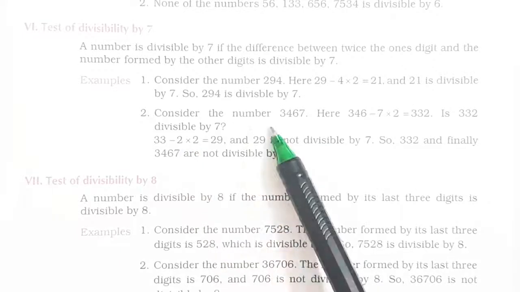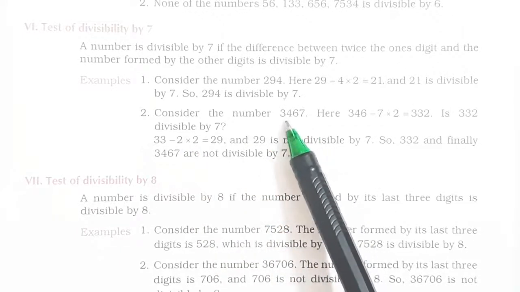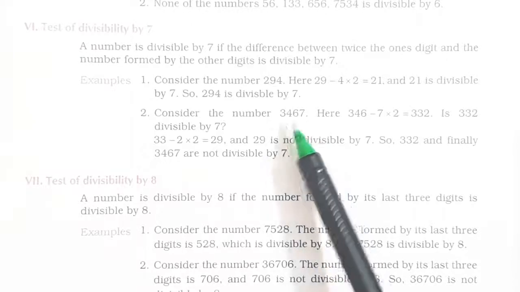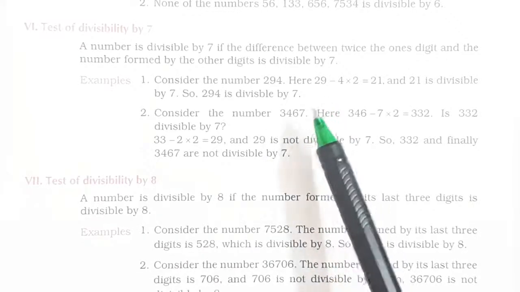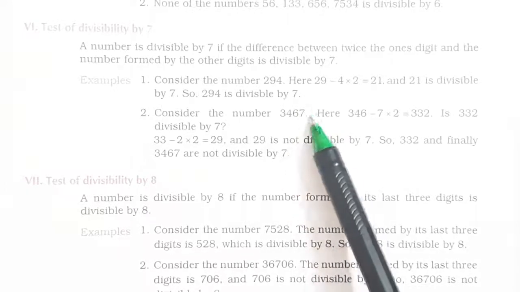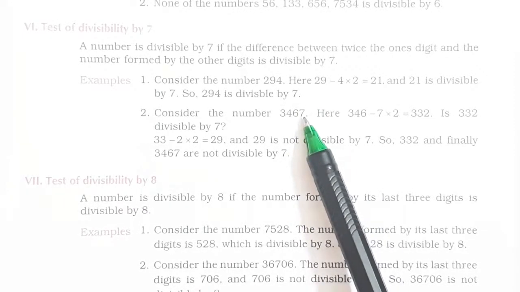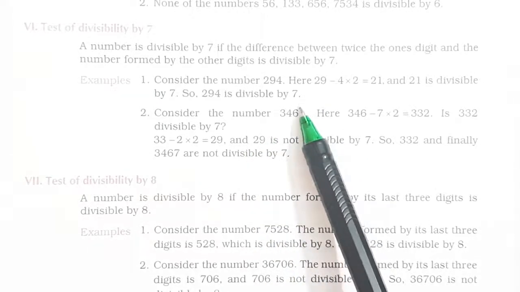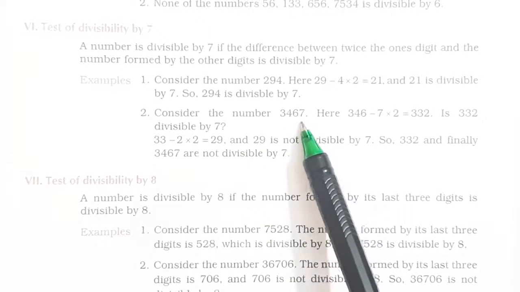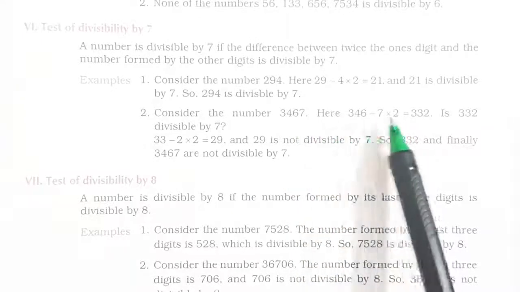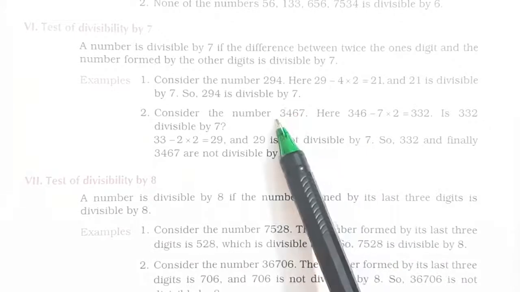Let the number be 3,467. Here the last digit is 7. So 7 multiplied by 2. Children, remember here we have to multiply the last digit, that is the digit at the ones place, by 2. And that we have to subtract from the remaining number.